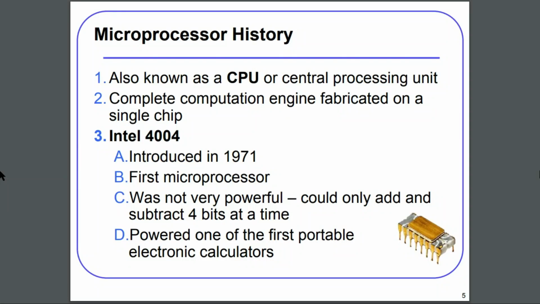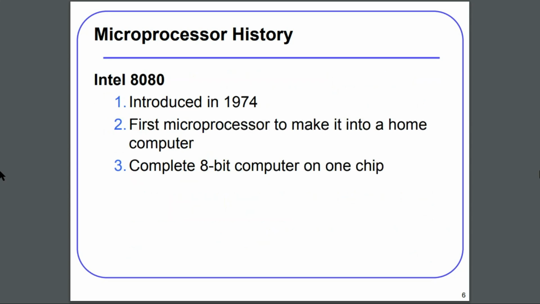In microprocessor history, the microprocessor, also known as the CPU or central processing unit, is a complete computation engine fabricated on a single chip. The Intel 4004 was introduced in 1971. The first microprocessor was not very powerful but could only add and subtract 4 bits at a time. It powered one of the first portable electronic calculators. The second processor is the Intel 8080, introduced in 1974, the first microprocessor to make it into a home computer, a complete 8-bit computer on a chip.